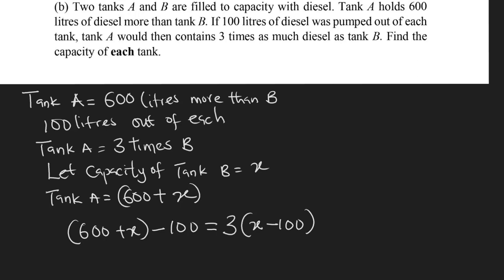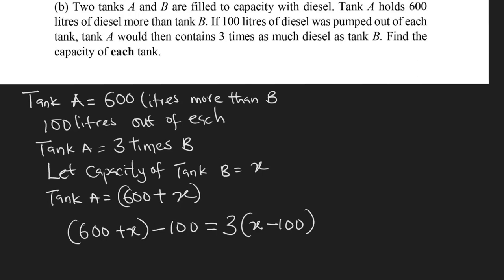So we're going to have something like this. This is the equation. Can you see? So tank A minus 100 pumped out is equal to 3 times tank B. And tank B too, we are aware that 100 liters was pumped out. So in this case now, what are we going to do?